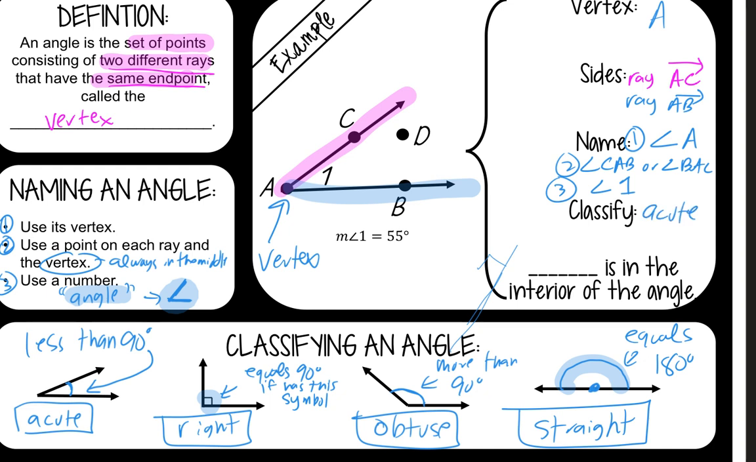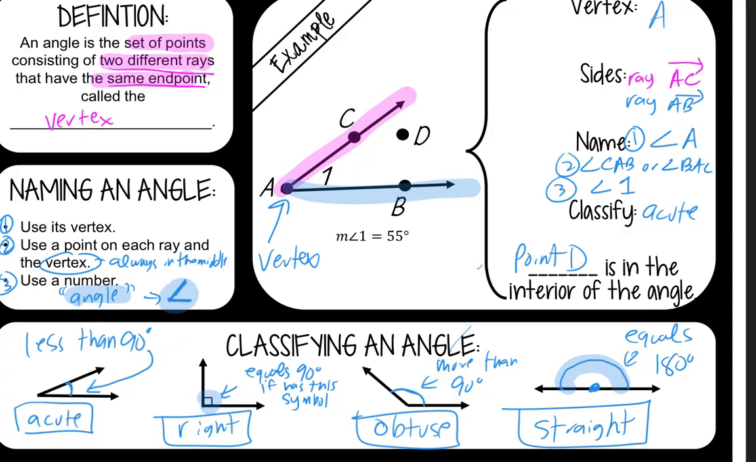Now, this last part says something is in the interior of the angle. Interior means inside, so this is called point D. That's just bringing in what we've talked about earlier, right? A point is just a point. This is a ray, where it has an endpoint and keeps going. So ray AC and ray AB make this angle. We can call this angle A, or angle CAB, or angle BAC, or angle 1, because we see that 1 right over there. It is an acute angle because it's less than 90.